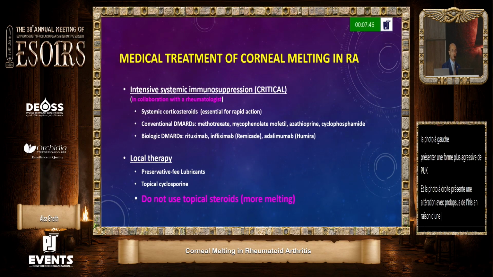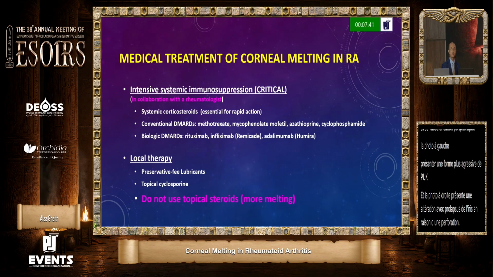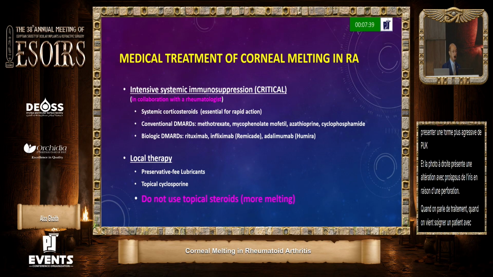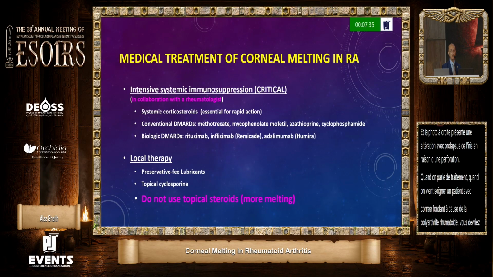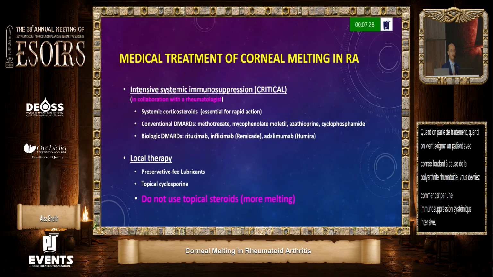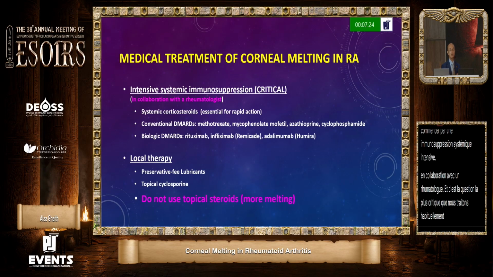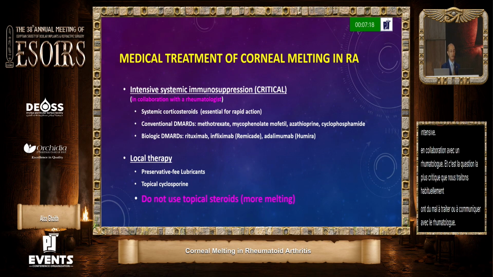When we come to treat a patient with corneal melting from rheumatoid arthritis, you should start with intensive systemic immunosuppression in collaboration with a rheumatologist. And this is the most critical issue, that we usually find it difficult to communicate with the rheumatologist. But you have to start with immunosuppression.